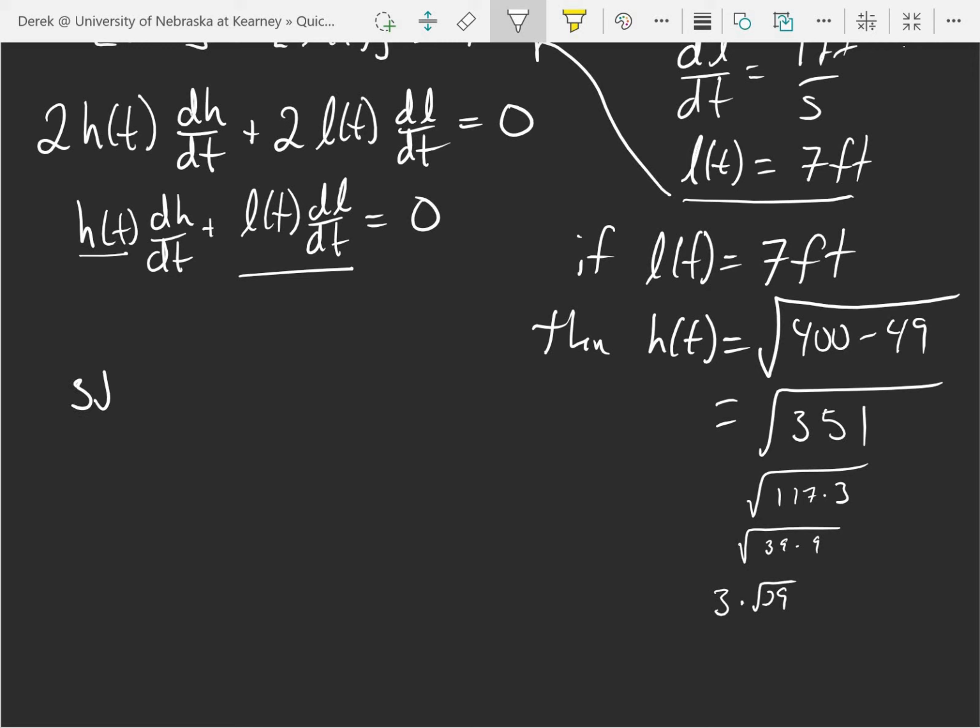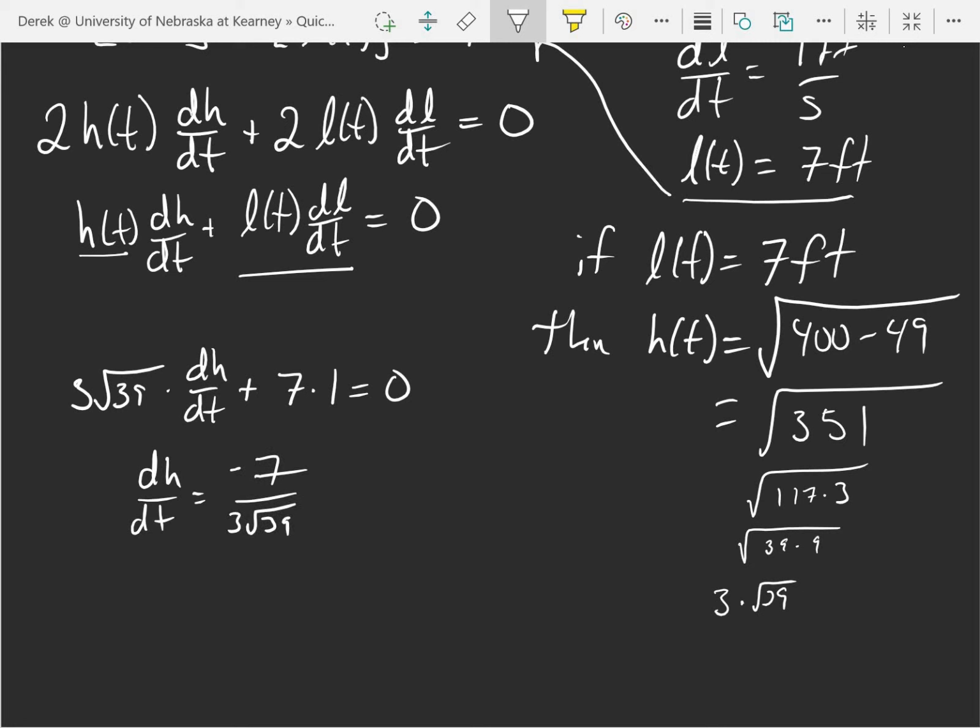So I get 3 square root of 39 times dh dt plus 7 times 1 is equal to 0. That tells me dh dt is equal to 7 over 3 square roots of 39, with a negative sign. So it's falling down the ladder at this many feet per second. Or it's falling down the wall at this many feet per second.